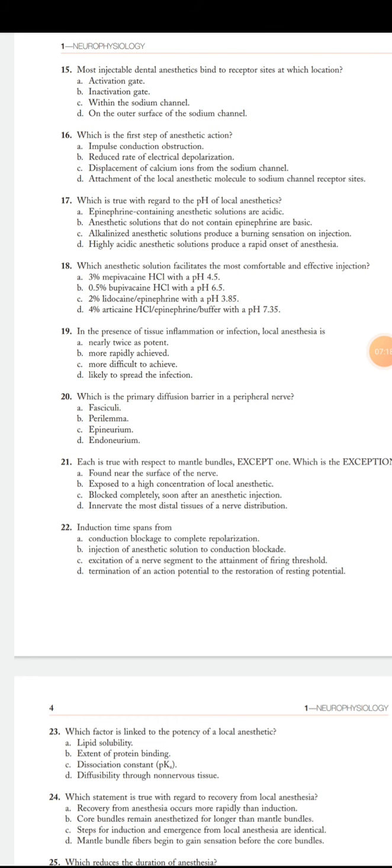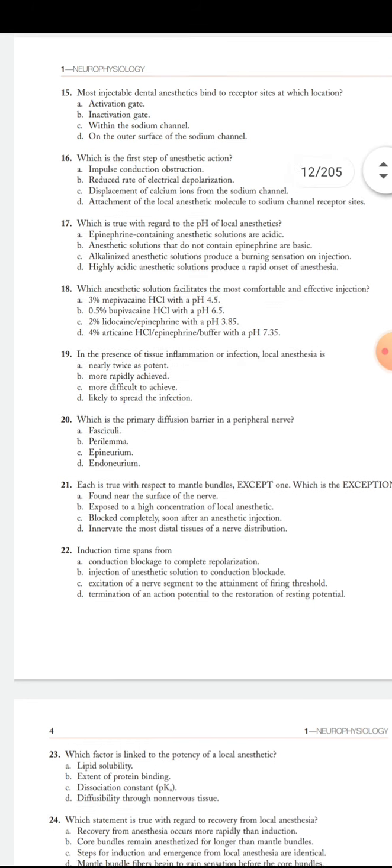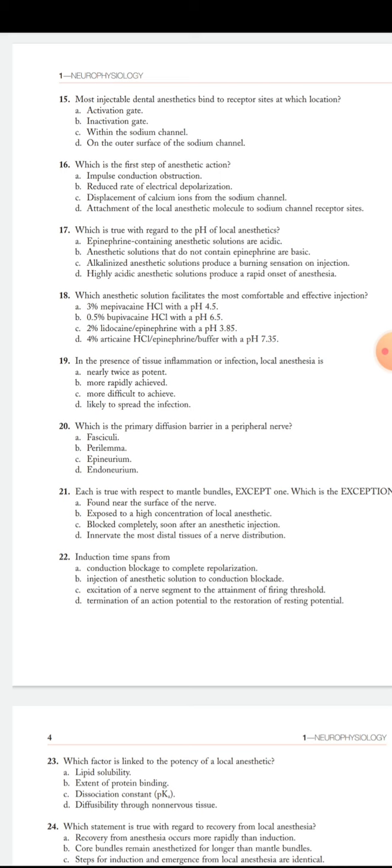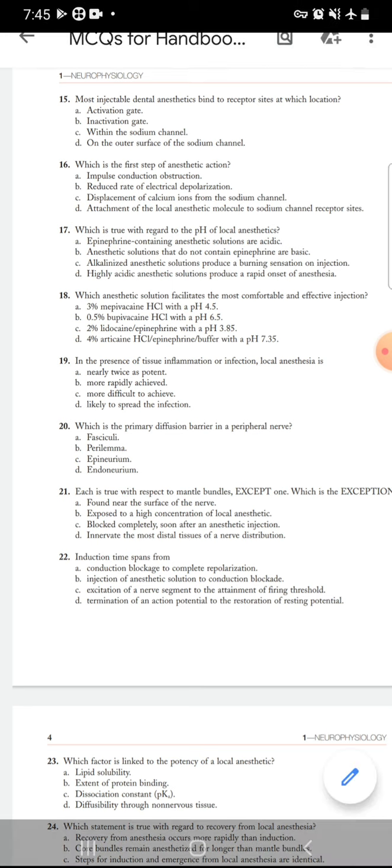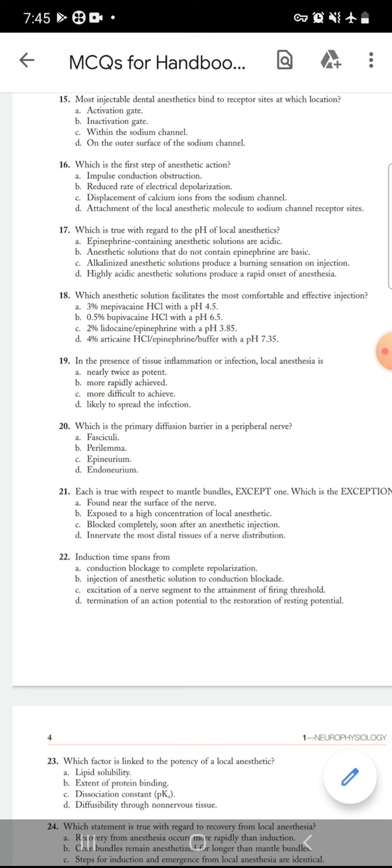Question number 16. Which is the first step of anesthetic action? A. Impulse conduction obstruction. B. Reduced rate of electrical depolarization. C. Displacement of calcium ions from the sodium channels. D. Attachment of the local anesthetic molecule to the sodium channel receptors.